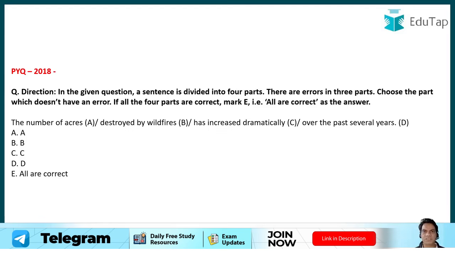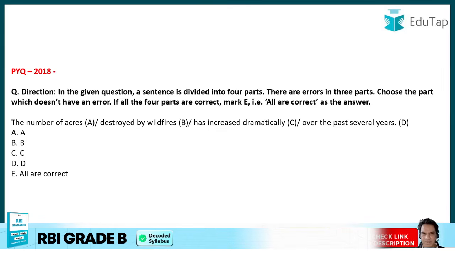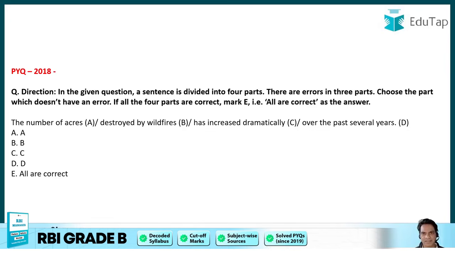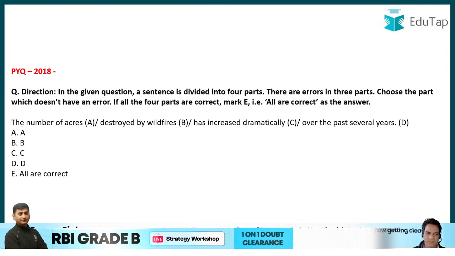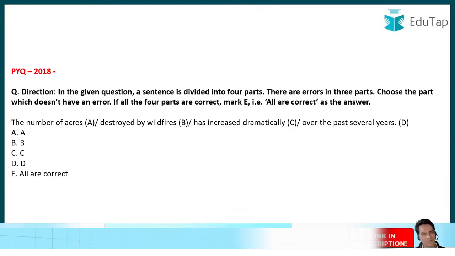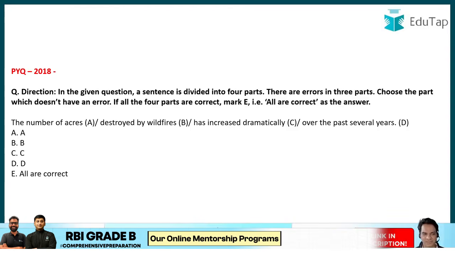So these are the questions that I found in your previous year questions. So just try to attempt them and let's see if you are able to find the errors in this. For example, the number of acres destroyed by the wildfires has increased dramatically over the past several years. You remember the expression the number of. So if you remember the number of, what verb should follow here? Now you can answer that in the comment section.